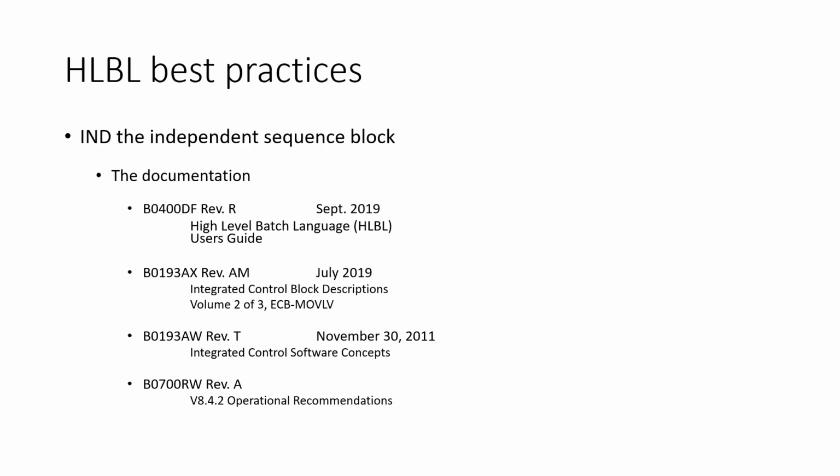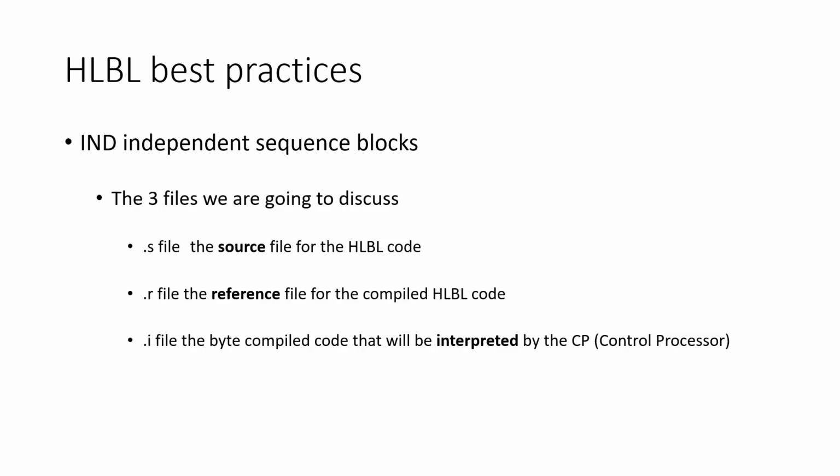The documentation, if you're working with these, that is relevant is B0400DF Rev R, B0193AX, the standard block books that's in volume 2, and the B0193AW Rev T. I think there may be a newer version of this somewhere, but it's the integrated control software concepts. And after talking to Marcel, there is a document on operational recommendations that explains some of the differences with the C preprocessor that they've gone to. We'll discuss that as we go.